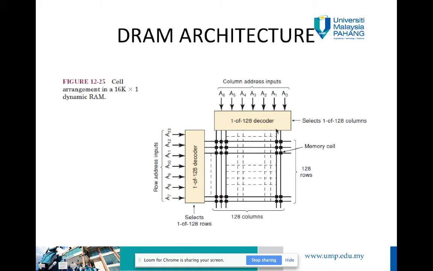So this is the logic symbol of the DRAM architecture. Cell arrangement in 16K multiplied by 1 of dynamic RAM. You have a 1 of 128 decoder for the column address input. This decoder can be used to select one of 128 columns. And there is another 1 of 128 decoder for the row address input. And this is the memory cell array for the DRAM architecture, 128 rows and 128 columns.